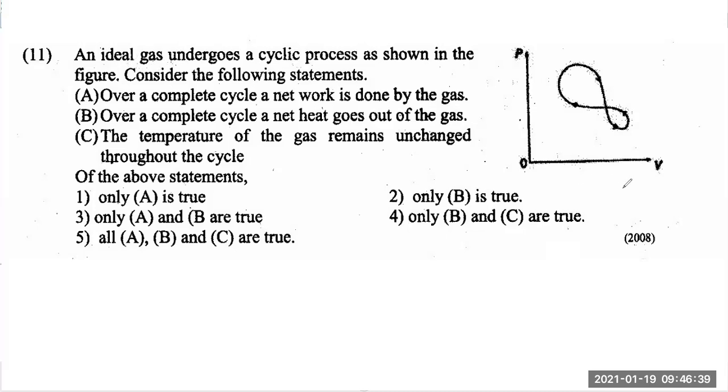An ideal gas, the next question is from 2008. An ideal gas undergoes the cyclic process as shown in the figure. Consider the following statements. So this is the cyclic process they have given. Let's first analyze this a little bit and then we'll go to the question. First of all, you can see this loop is completed, and here it's clockwise.